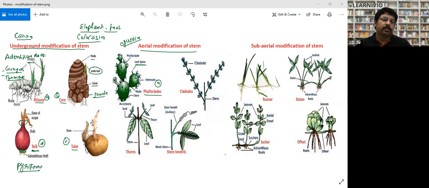These modified stems are called phylloclade. An example is Opuntia.